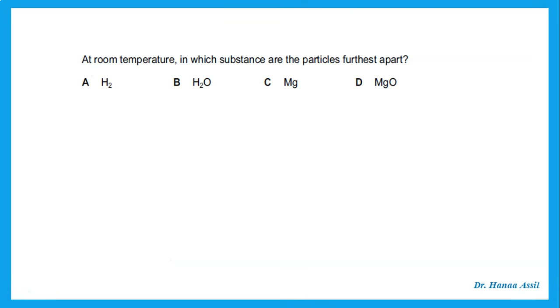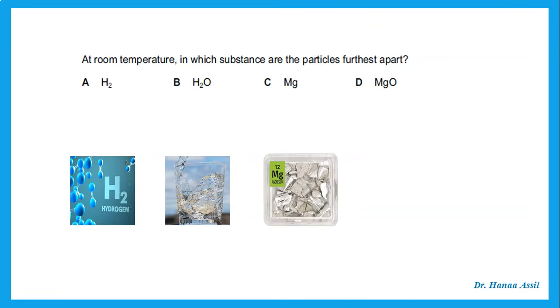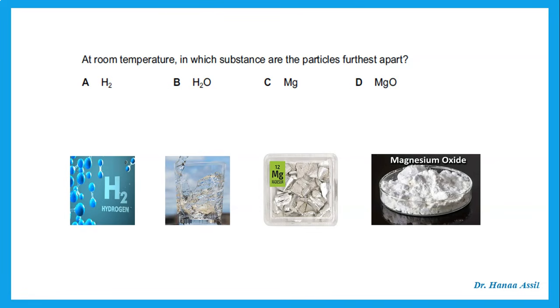At room temperature, in which substance are the particles furthest apart? Again, what is hydrogen? Hydrogen is a gas. Water is a liquid at room temperature. Magnesium is a solid. Magnesium oxide is a solid. So at room temperature, which substance has the particles furthest apart? That's the one that's a gas, and that is hydrogen.